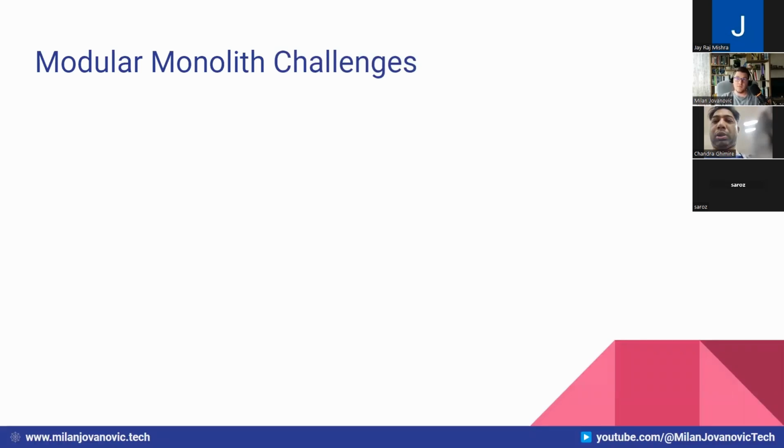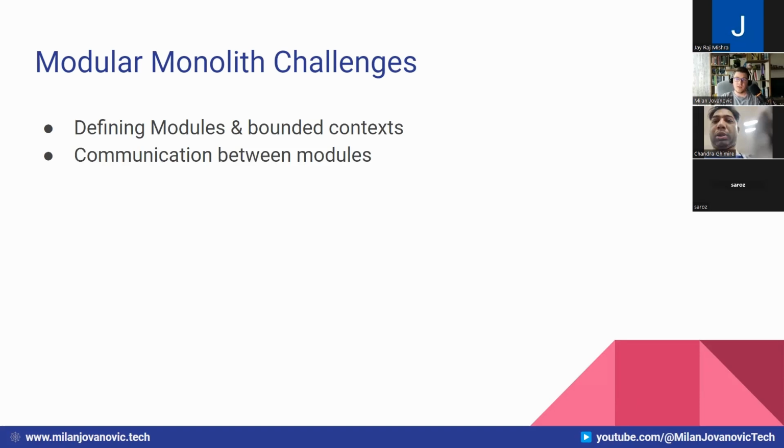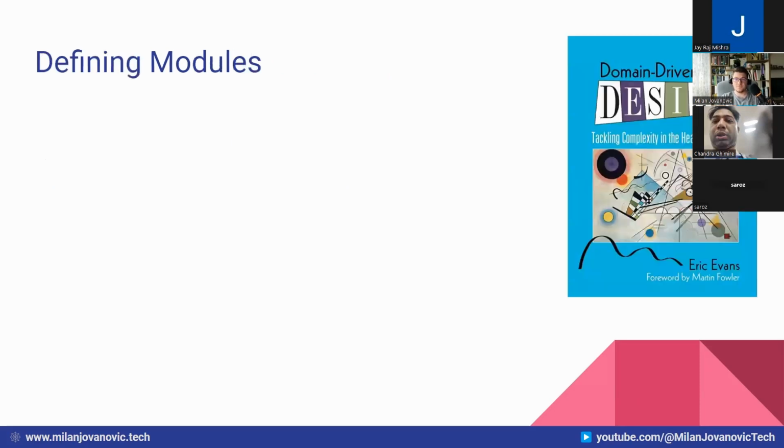Now that you have this diagram that you can relate to the modular monolith, what are some of the challenges of building a modular monolith system? First off, you need to define your modules and bounded context. This is important. Then you need to figure out how you're going to implement communication between modules. And lastly, you need to solve the data independence and isolation between your modules. So let's start off with the first point, which is defining your modules.